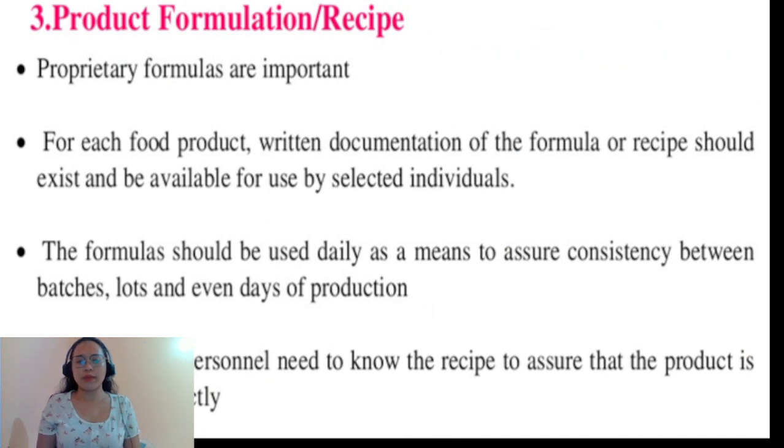Third is the product formulation or recipe. Proprietary formulas are important. For each food product, written documentation of the formula or recipe should exist and be available for use by selected individuals. The formula should be used daily as a means to assure consistency between batches, lots, and even days of production. Manufacturing personnel also need to know the recipe to assure that the product is formulated correctly.